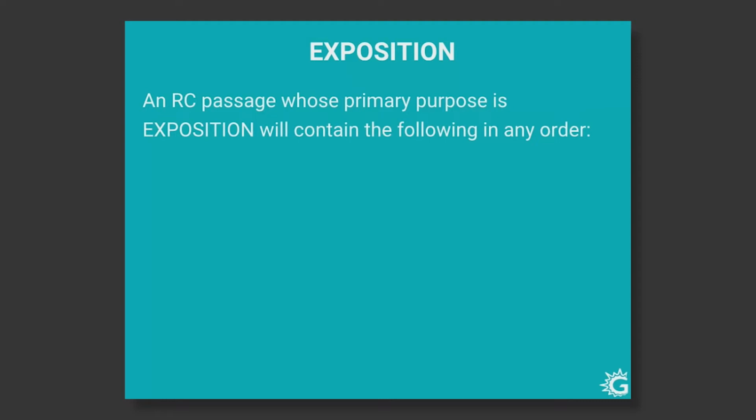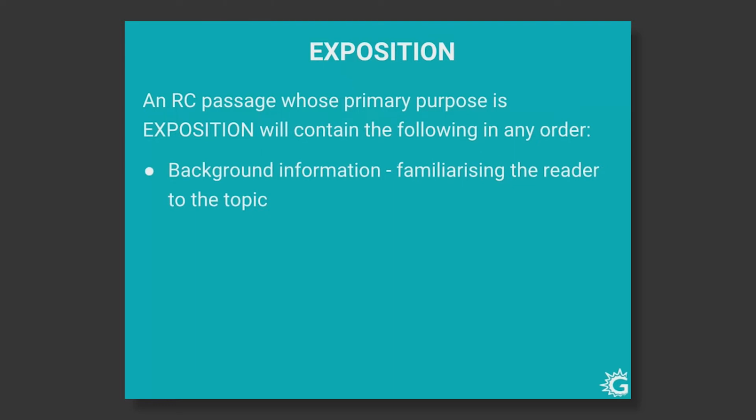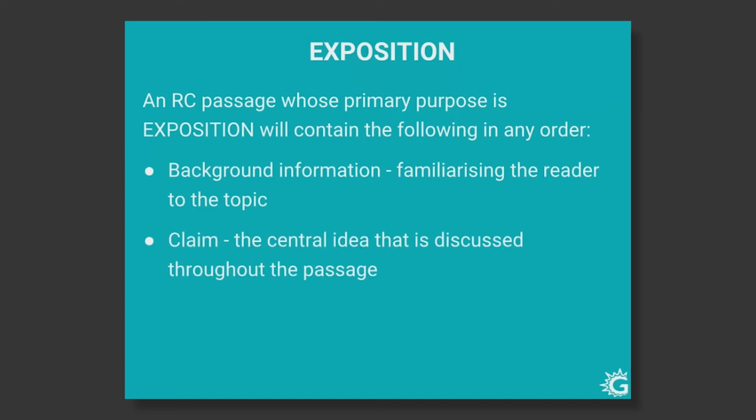Now the order may differ in an exposition passage. In one passage you may see these in this order, in another you may see them in another order. But all of these passages will contain these elements. That is, they will have background information, because after all they are describing a phenomenon or an event. They will also have some kind of a claim, an idea being discussed in the passage. They will have any of these: a cause, an effect, or a mechanism. Mechanism describing the phenomenon, an effect of the phenomenon, a cause for that phenomenon, any of these could be discussed.